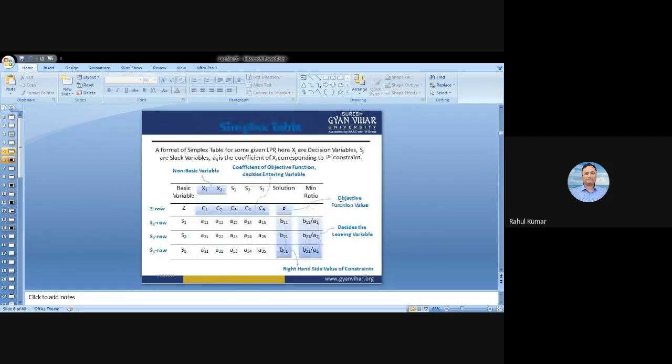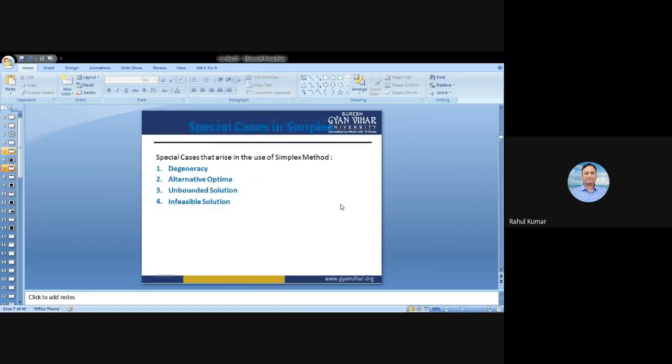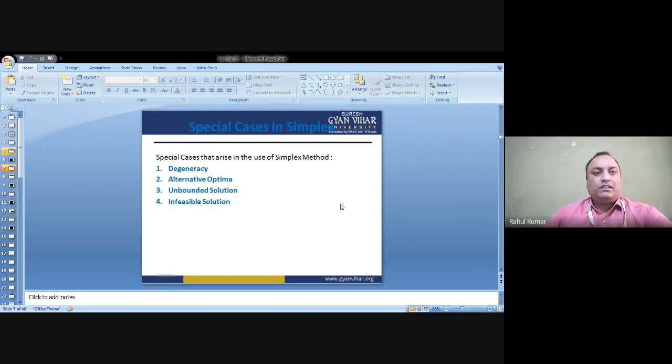So these are the four cases related to the special cases in the simplex method: degeneracy, alternative optima, unbounded solution, and infeasible solution. I will discuss these four types of cases one by one, right?